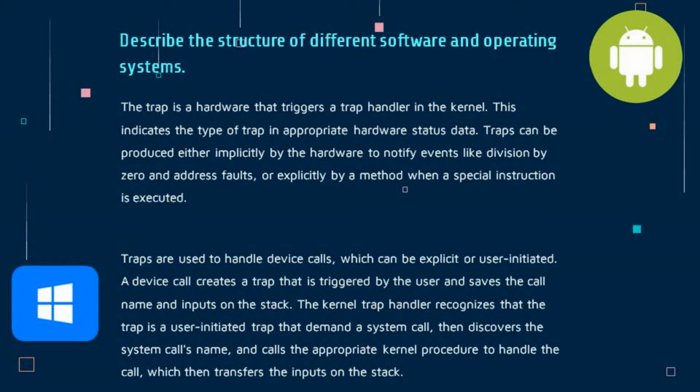Traps are used to handle device calls, which can be explicit or user-initiated. A device call creates a trap that is triggered by the user and saves the call name and inputs on the stack. The kernel trap handler recognizes the trap is a user-initiated trap that demands a system call, then discovers the system call's name and calls the appropriate kernel procedure to handle the call, which then transfers the input back on the stack.